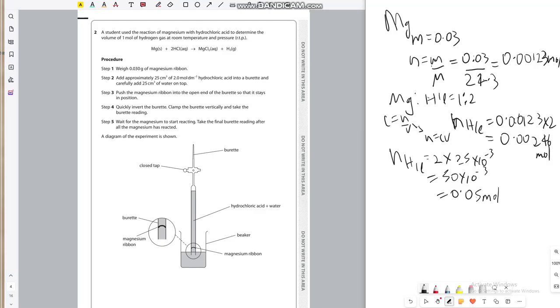0.05 moles. So we can see that now the required amount is 0.00246 and you have 0.05. So compared to 0.05, 0.00246 is smaller. Therefore, you can say HCl is in excess.